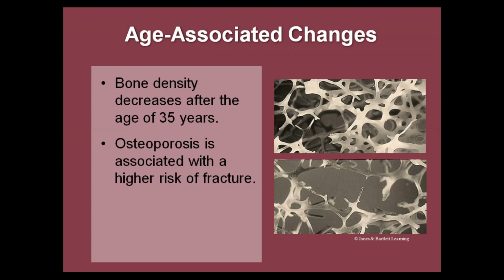Bone density decreases after the age of 35. Osteoporosis is associated with high risk of fracture. It's very common to see this in elderly females. And so a simple ground level fall can produce a fractured hip somewhat easily, or even a fractured pelvis. That's why it's so easy for a lot of these elderly. They have that osteoporosis. Their bones are going to be a lot weaker.